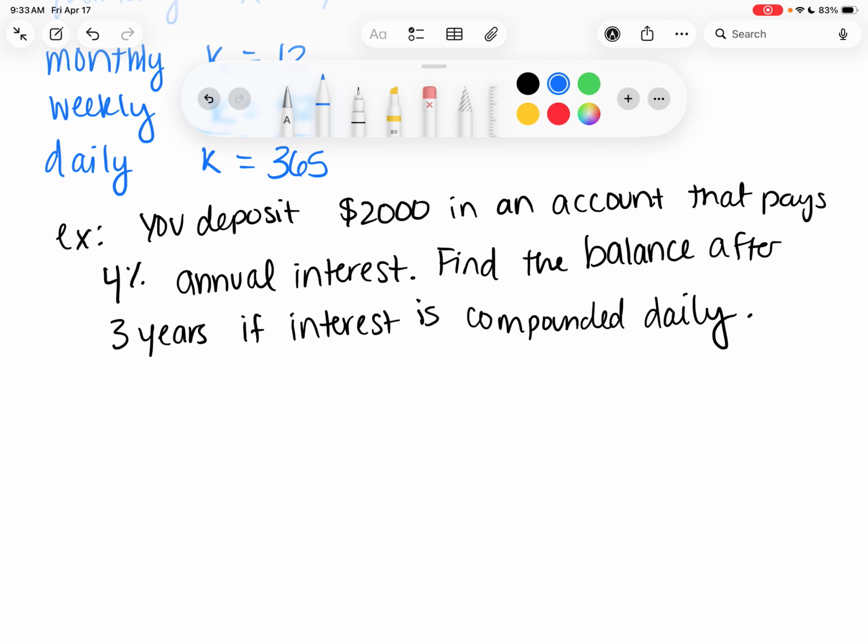So we have A is the amount at the end. Eventually, when we get through this chapter, depending on time, you would be able to find the principal amount or how many years it takes to get to a certain amount. But we're solving for A in our problems right now. So that's equal to P, hold on, this is what we're solving for. P is the initial amount that we put in, which is $2,000.